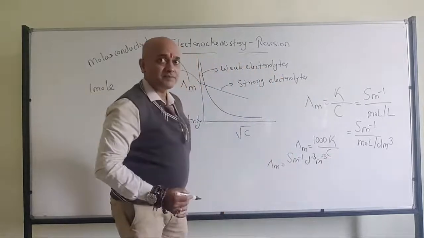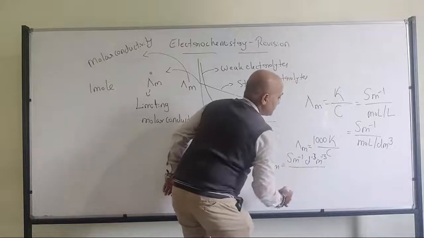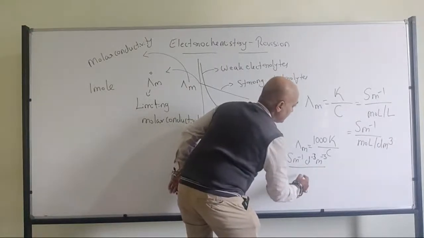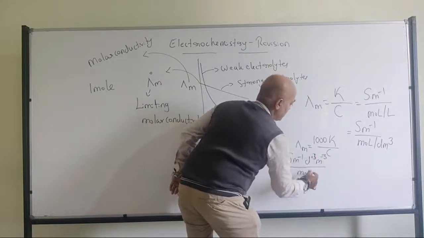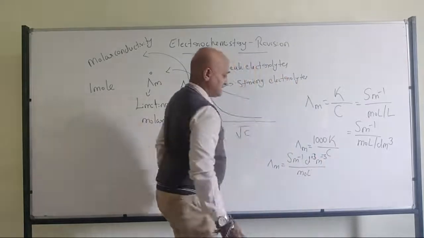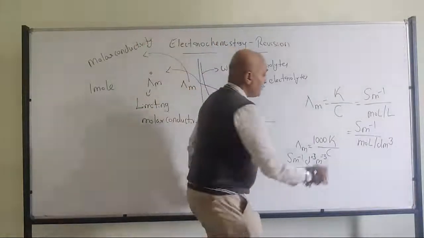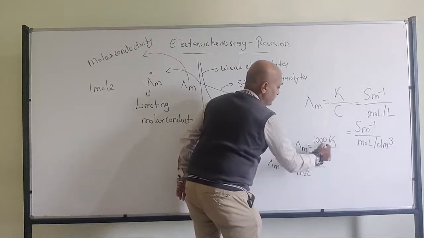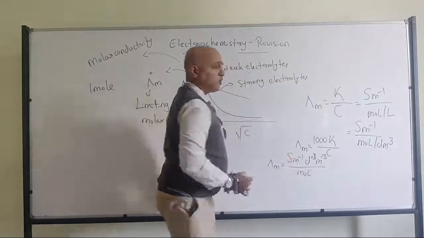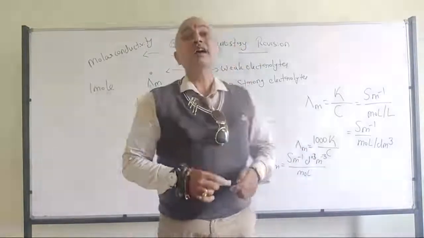Got my point? Decimeter cube. So therefore, divided by, it will be moles. So here it will be moles. It will remain as it is. Now, deci means what? 10. So therefore, if I take this one, it will become 1000. All of you got my point? So therefore it will become 1000 kappa.